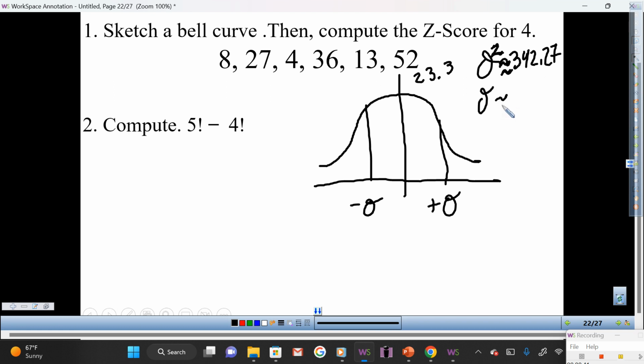Standard deviation. Pass someone. Amy. 18.5. Looks about right. So 23.3 plus 18.5, that's 41.8. Is that correct? And on the flip side, we are at 4.8. Okay, so that's our normal range.